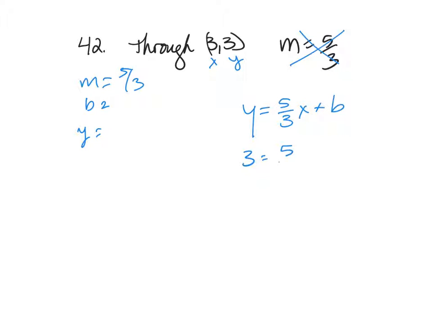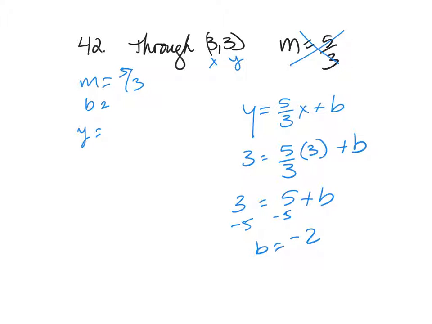3 equals 5/3 times 3 plus b. So 3 equals 5 plus b. Subtract 5. b equals negative 2. So we got our b. And now we just write our equation. 5/3 x minus 2. That should be the answer.